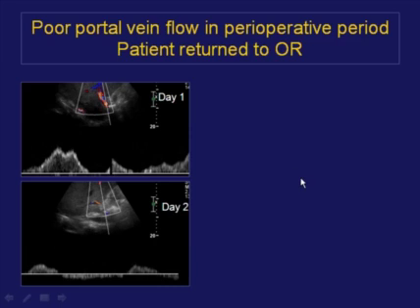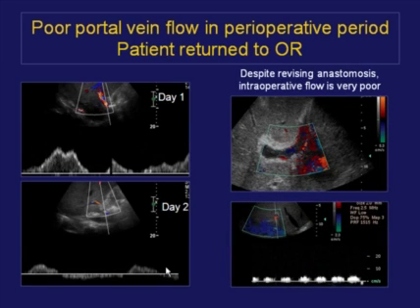And this case was a very interesting one. We actually published it as a case report. The patient on day 1 had relatively poor, but nonetheless flow in the correct direction in the main portal vein. We watched carefully, and on day 2, it was very difficult to see the portal vein. There was very low level to and fro flow, and so the patient returned to the operating room to have a revision and thrombectomy.